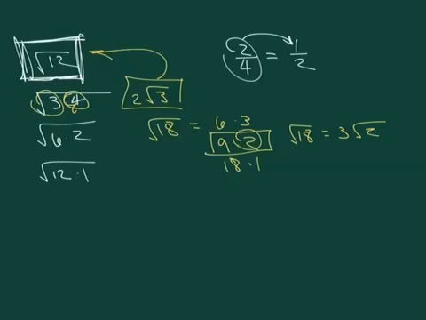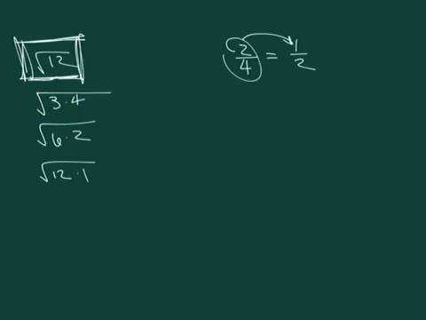So I find 2 numbers multiplied together that give me 18, where one of them I can take the square root of. I take the square root of it, pull it out of the radical, and leave the other number in there. And there will always be another number in there.